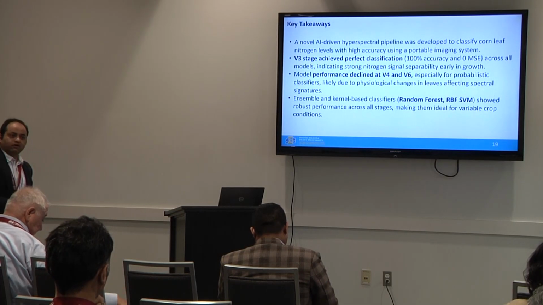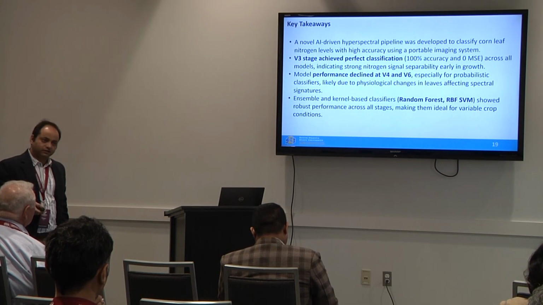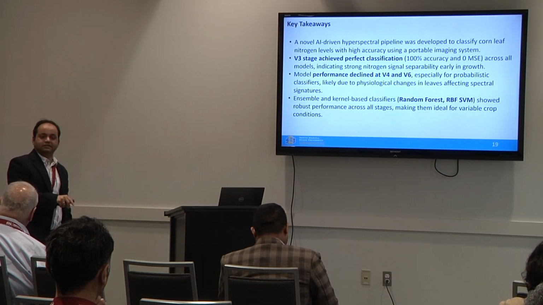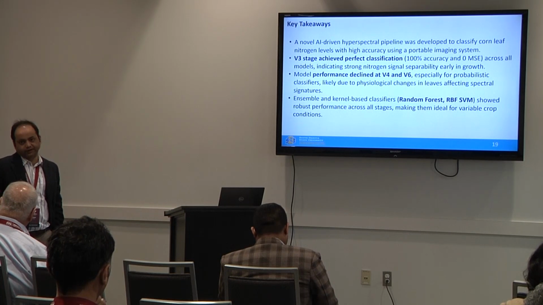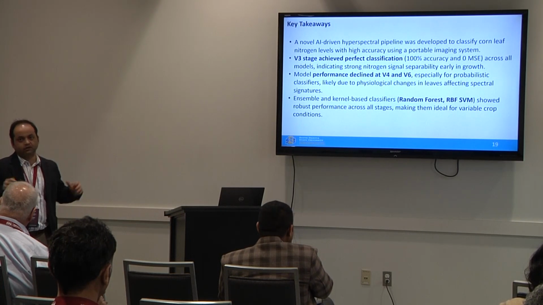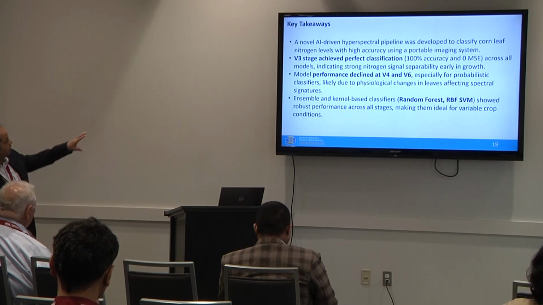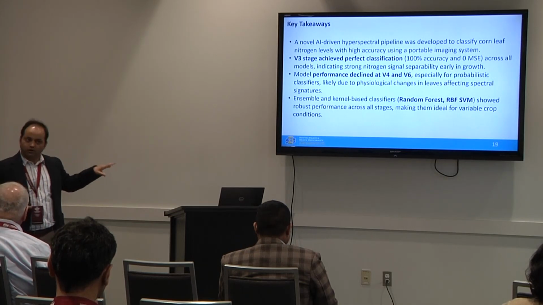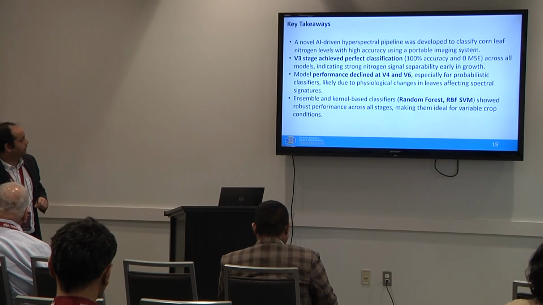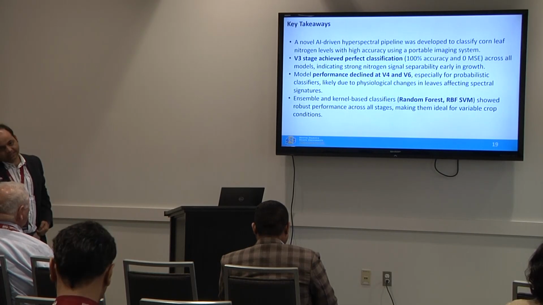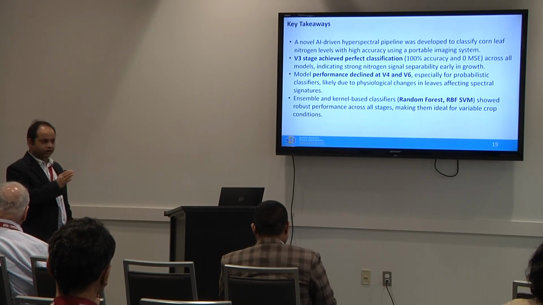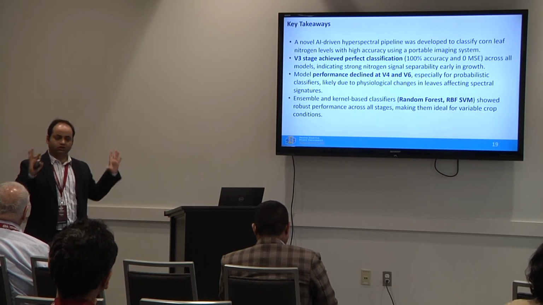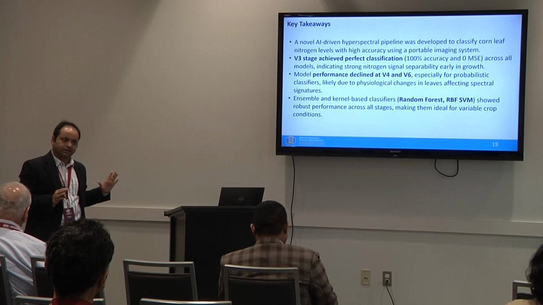So what are our findings? We were able to develop a pipeline that integrates genetic algorithm, hyperspectral imaging, as well as AI to discriminate the 3 different nitrogen treatments of the leaf samples. We found that at the V3 stage, we almost achieved perfect classification accuracy with almost all of the classifiers except for QDA and the other one, whereas model performance slightly decreased as we went through the V4 and V6 stages. Random forest and the RBF SVM were the top performers for overall classification accuracy.